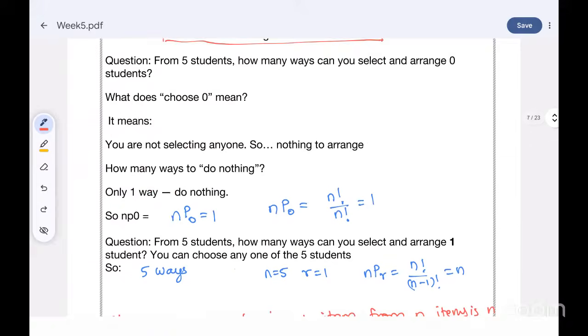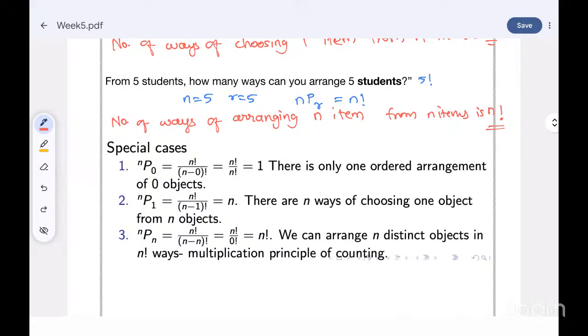All right. So this is what we have seen so far. nP0 means it is 1, because it is n factorial by n minus 0 factorial. So there is only one ordered arrangement of 0 objects. And what is meant by nP1? There are n ways of choosing one object from n objects. And nPn? We can arrange n distinct objects in n factorial ways. This is what we earlier saw as the multiplication principle of counting. So far, is everything clear?